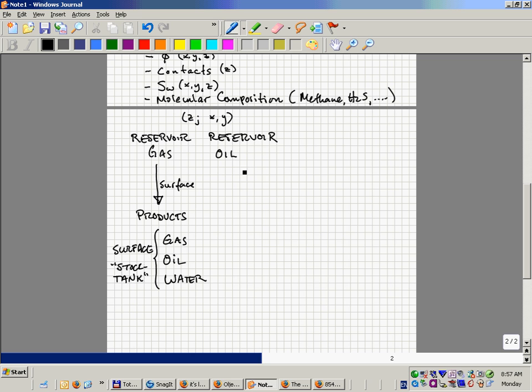And again, if we separate out the reservoir oil at the surface conditions through various processing, we'll again get products. Now these products may look quite different than the products we get from the gas, but we'll still call them gas, oil, and water. Again, these are surface products.